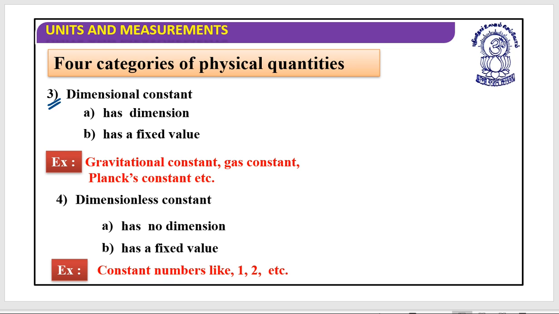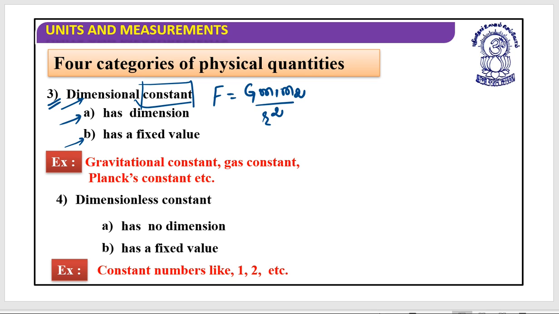The third category is the dimensional constant. Now look at the word constant. That means they have a fixed value, a value which cannot be changed, but they have dimensions. Yes, so they have dimensions, and they have a fixed value. Like, do you remember gravitational force? This is F is equal to G m1 m2 divided by r square.